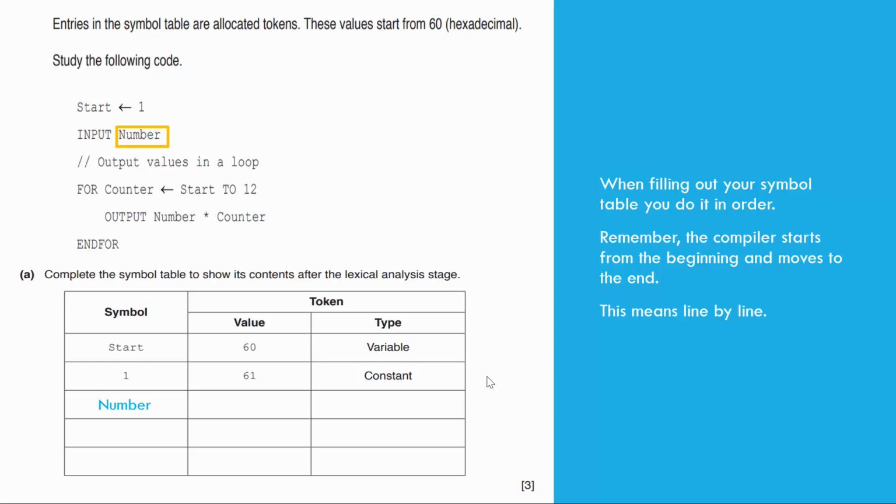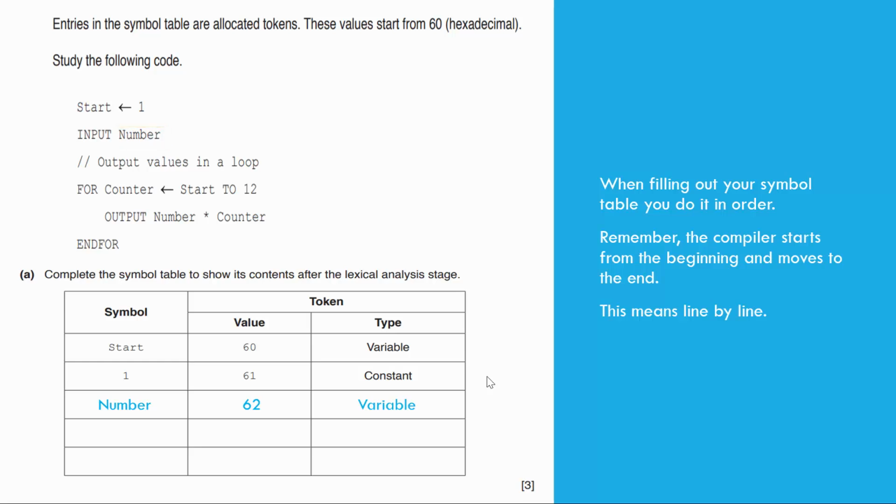So it adds number. What value does it have? Well, we start at 60. That's taken. 61. That's taken. 62 is available. What about number? Is it always going to be the same value? Not at all. If the user's inputting a number, they can input any number. So we say it is a variable. Then we ignore the comments, remember? We look for 4. Well, remember, 4 is a key word.